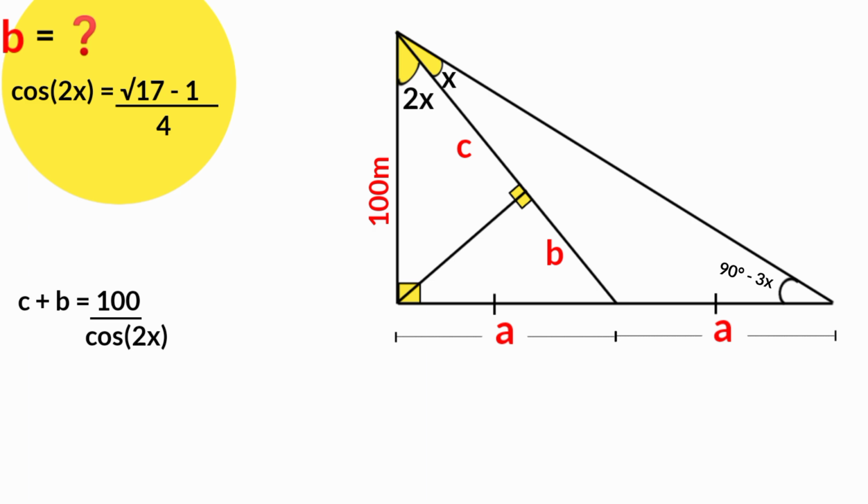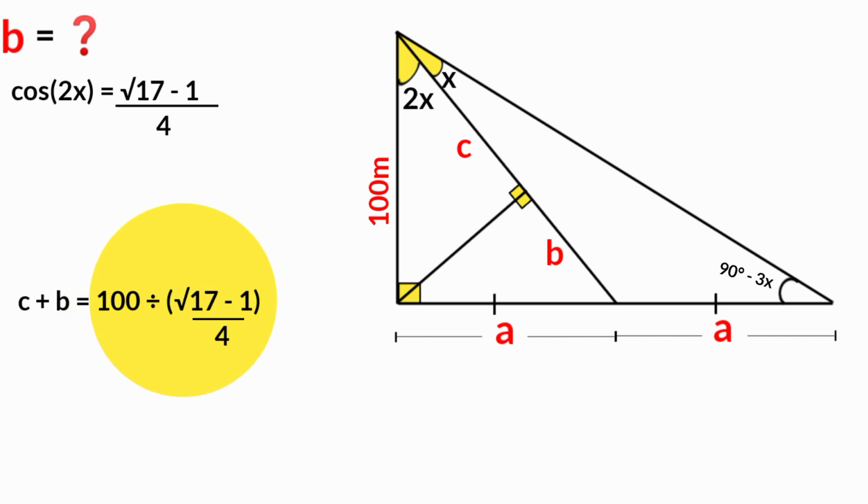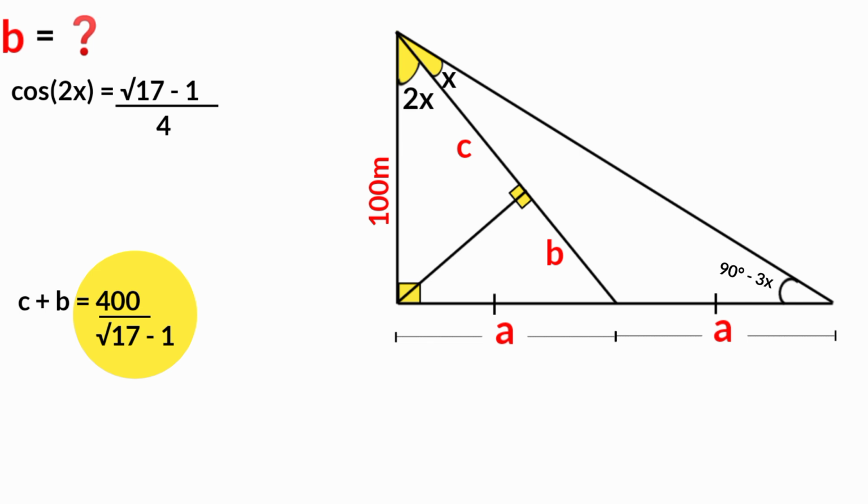Recall from here, cos 2x equal to root 17 minus 1 over 4. Substitute here. So c plus b equal to 100 over root of 17 minus 1 all over 4. That is the same as 100 divided by root 17 minus 1 over 4. We can change this division sign to multiplication by bringing this numerator down, the denominator up. 100 times 4 over root of 17 minus 1 is 400 over root of 17 minus 1. So c plus b equal to 400 over root of 17 minus 1.